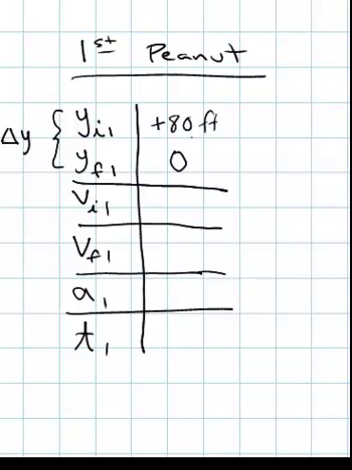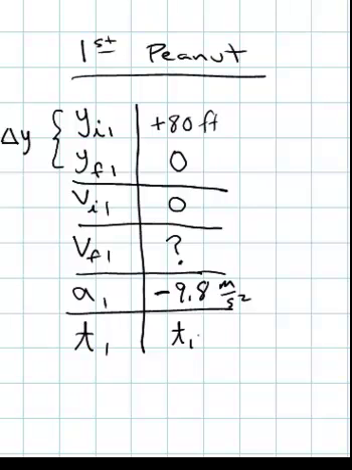We end up at 0, and that first peanut is dropped from rest, so its initial velocity is 0. We don't know what its final velocity is. Its acceleration, we know, is 9.8 meters per second squared in the downward direction, and that would be the negative direction in our problem. And we don't know T1 either. I'm just going to call it T1 for now. So right off the bat, there are a couple of things that we can solve for: the final velocity of that first peanut and how long it took.